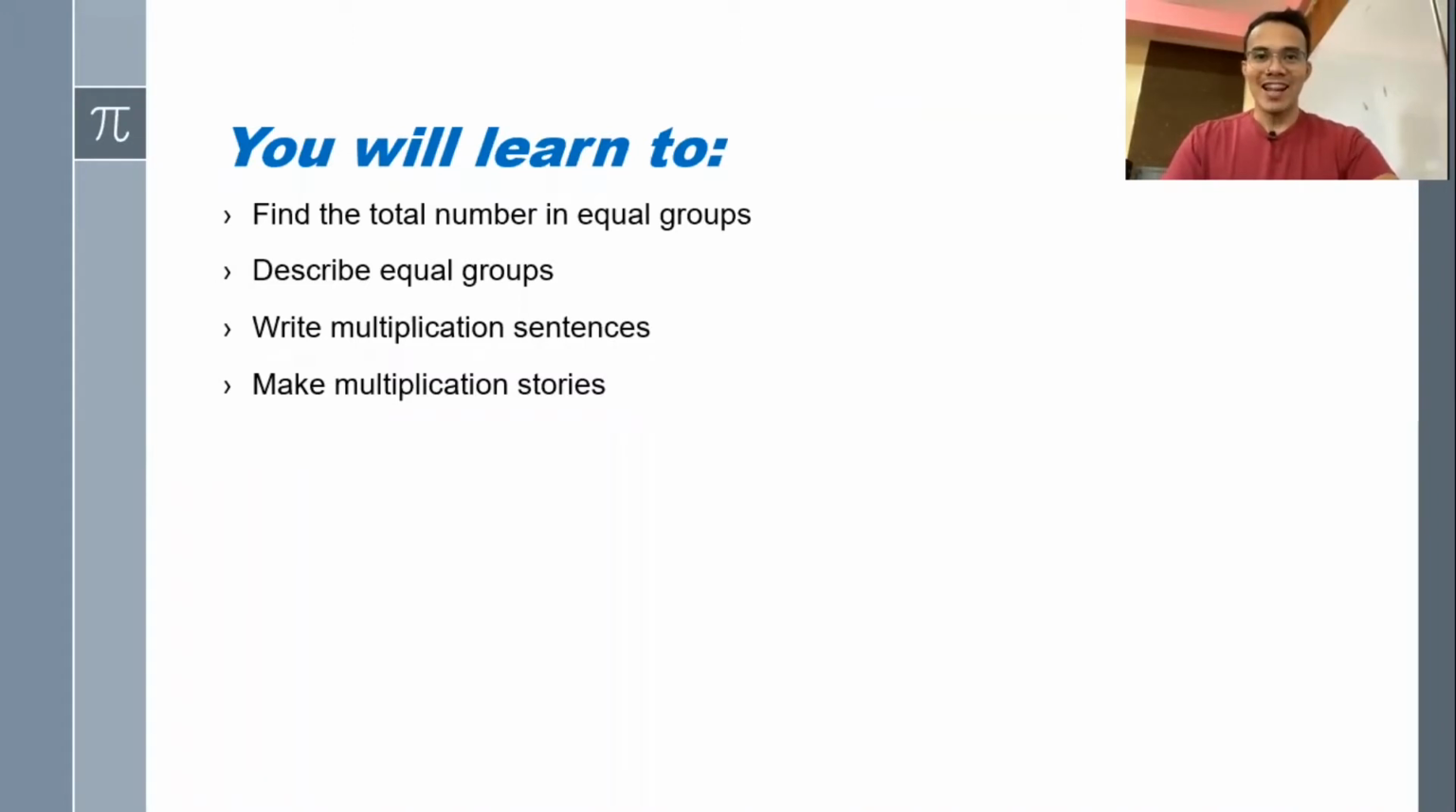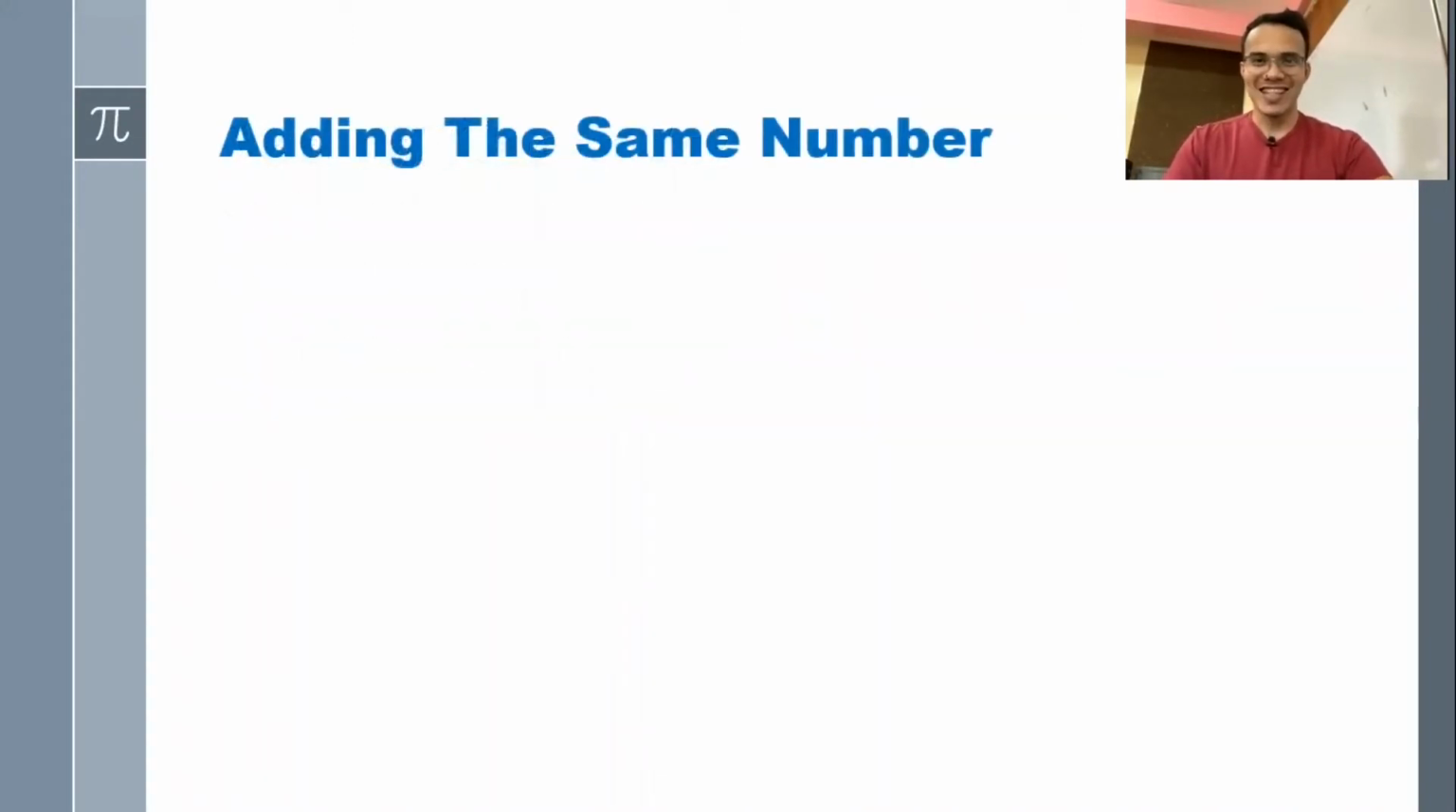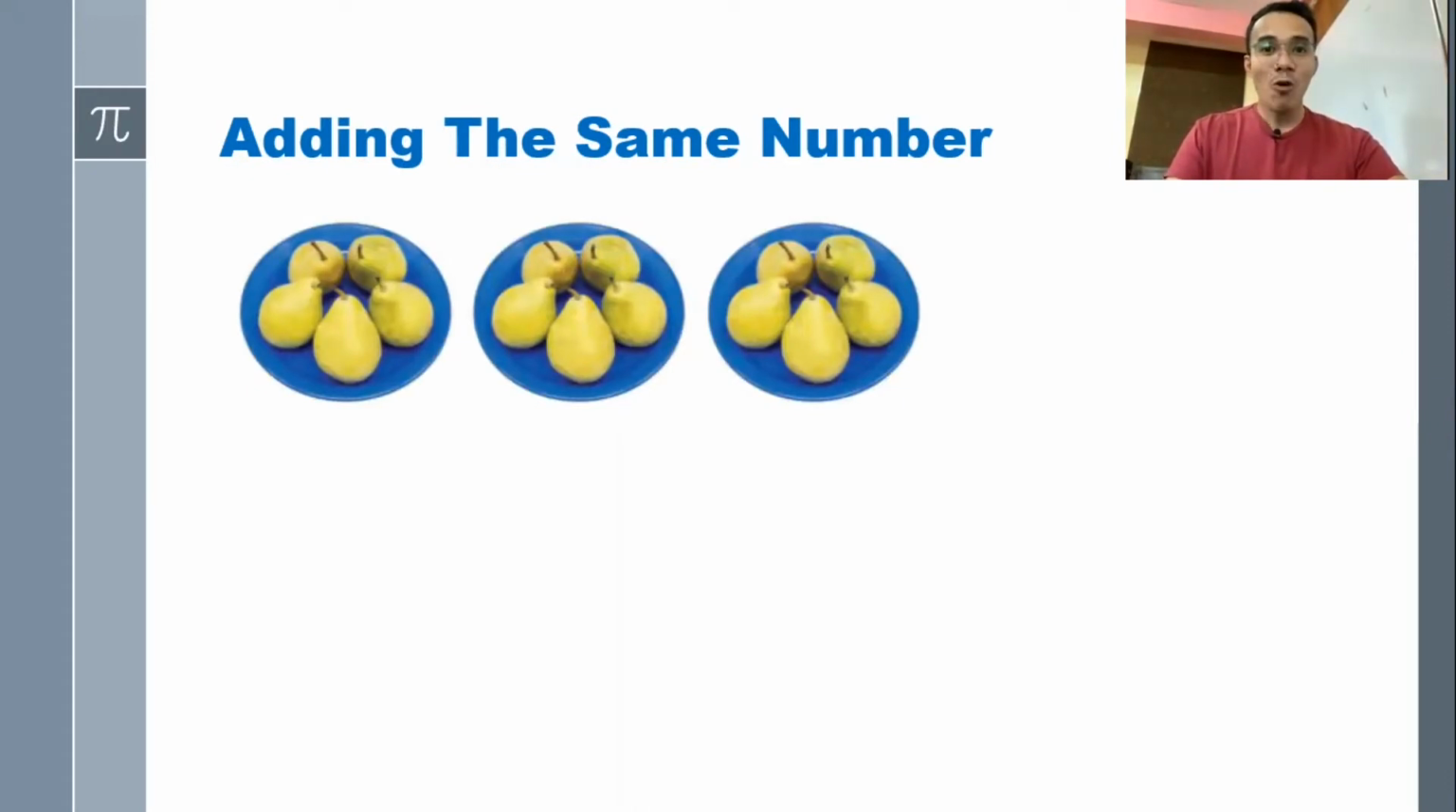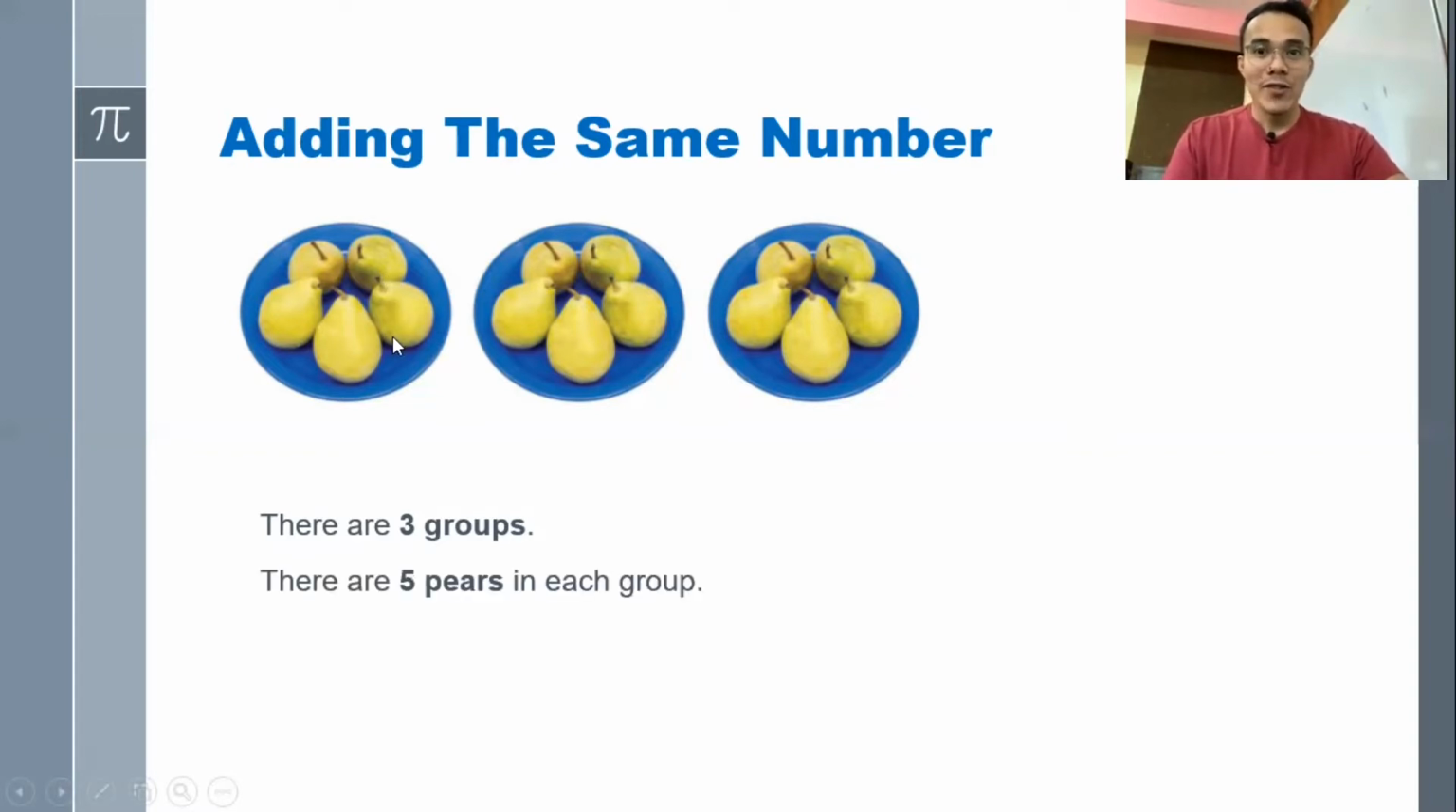All right, let's get the ball rolling. Look at the picture. How many plates are there? There are 1, 2, 3. There are 3 plates in the picture, or we say that there are 3 groups in the picture. How many pairs are there in each group? In other words, how many pairs are there in one group? Let's count. 1, 2, 3, 4, and 5. There are 5 pairs in one group.